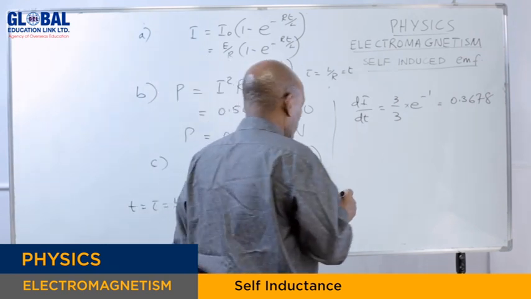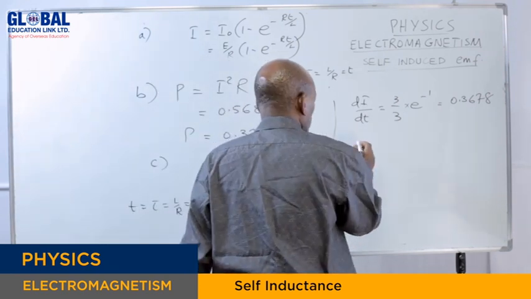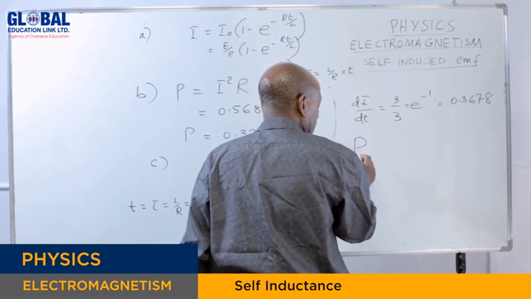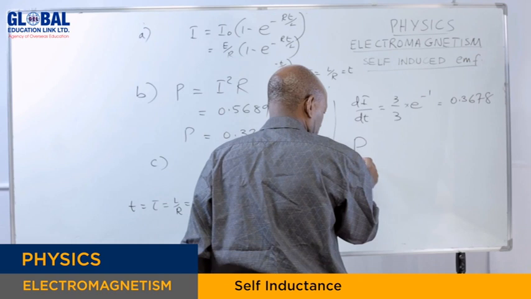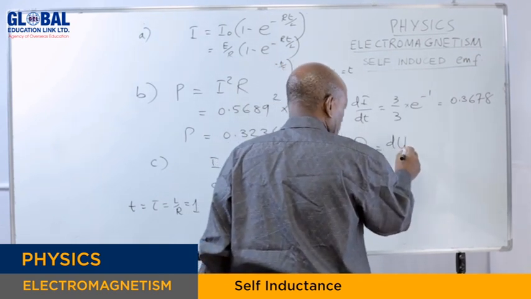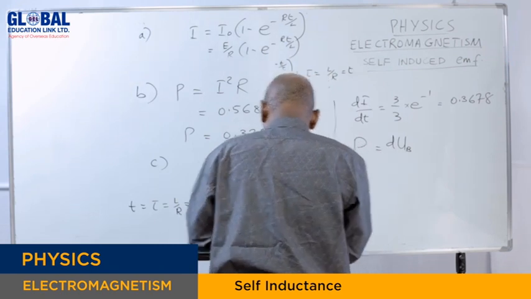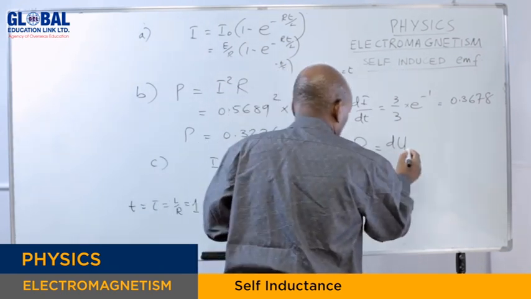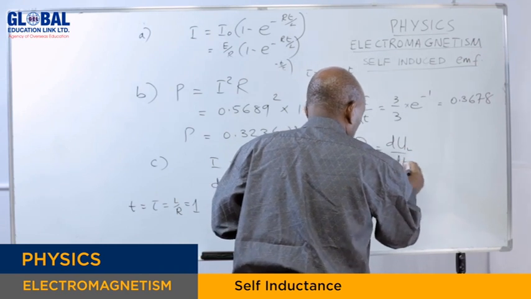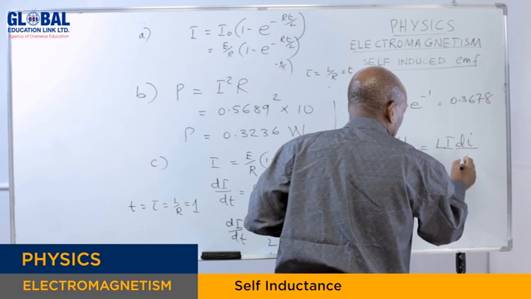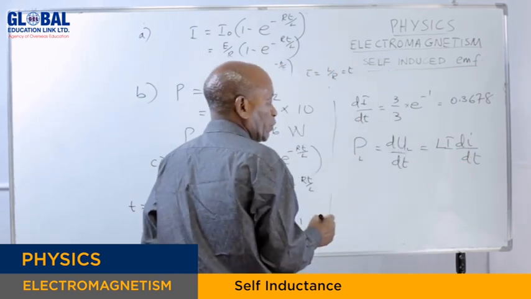So first of all, we need to know the energy which will be stored in that particular inductor. Let me put it L. This is just equal to dU_L/dt, the energy that is stored in an inductor. Actually, this is equal to Li di/dt. And we can be able to obtain this.